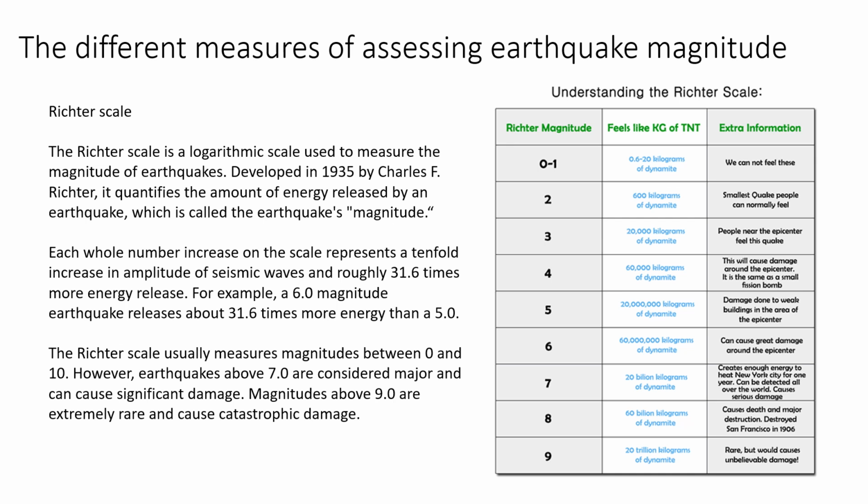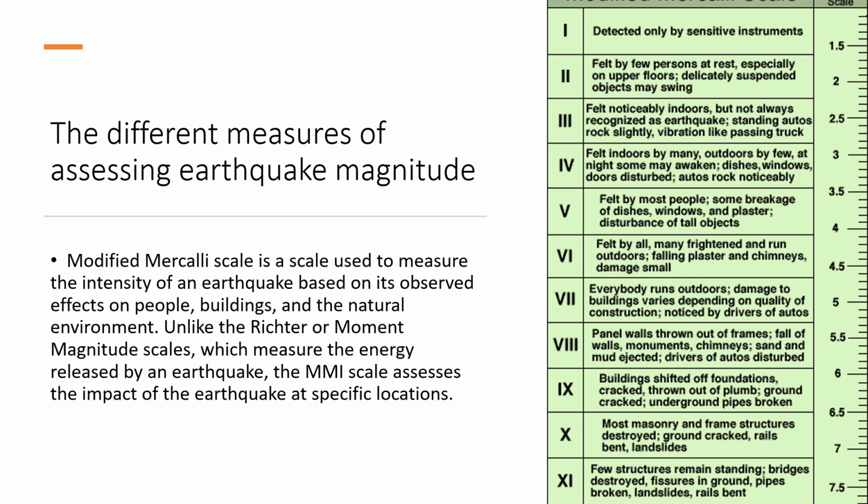If we have a look here, we've got 0 to 1, 2, 3, 4. Those are all deemed to be relatively minor. Once you get to 5, 6, 7, those are the greater ones, and 8s and 9s are very infrequent, very rare, but when they do happen, are catastrophic. A different way of measuring earthquakes is the modified Mercalli scale, and this looks at the effects it has, or what was felt by people, the intensity it has.